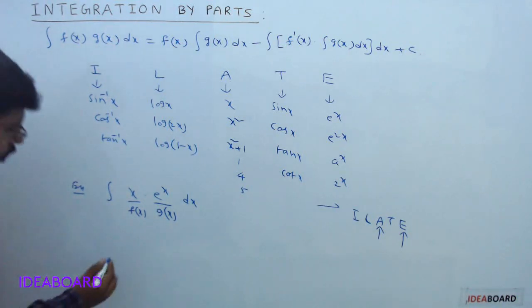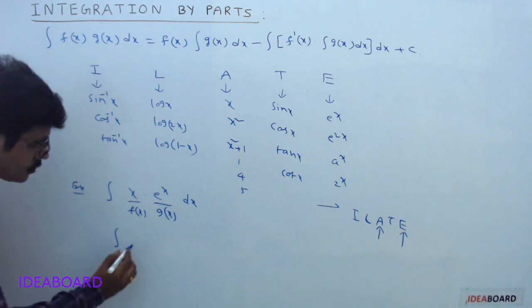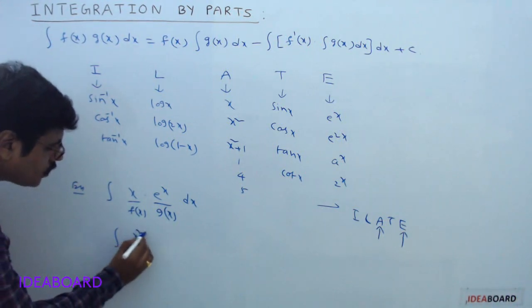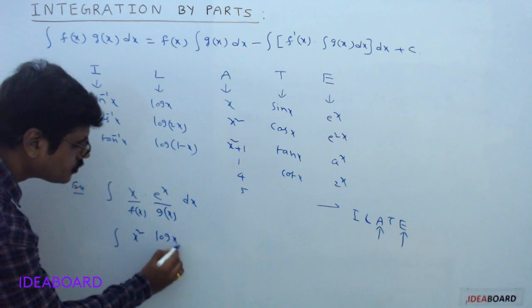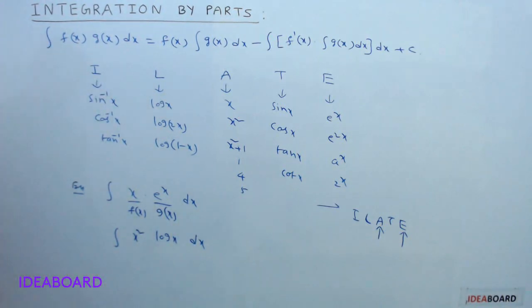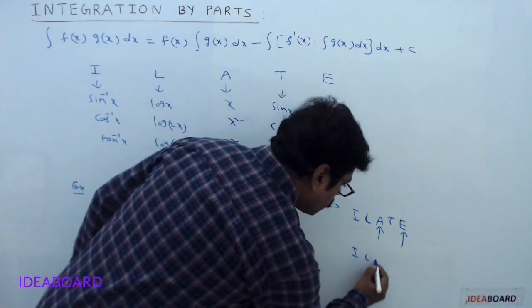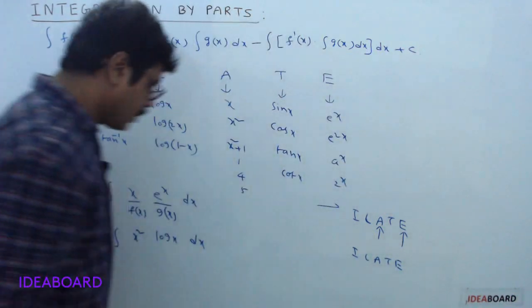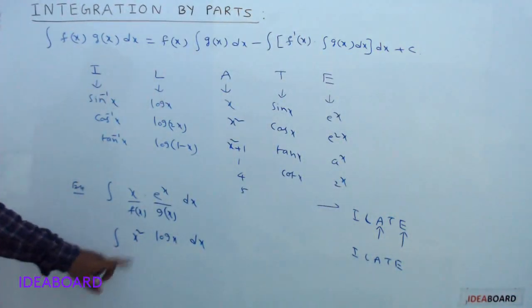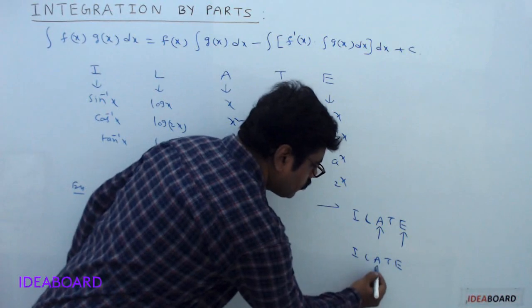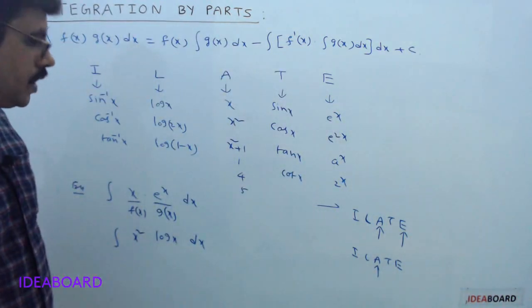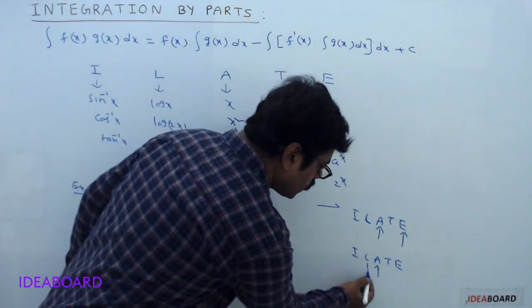Then take one more example. Integral, suppose x square into log x dx. Here what type of functions are given? X square is an algebraic function, log x is a logarithmic function. Now first write down the word ILATE. Here x square comes under the algebraic function. Next, log x will be related to logarithmic functions.